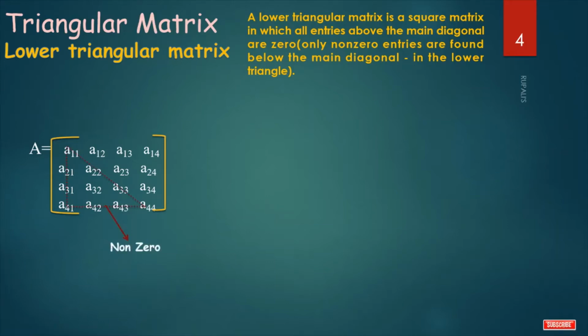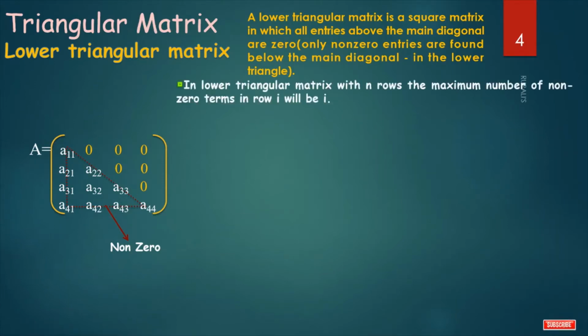So, this is an example of a lower triangular matrix. All entries above the main diagonal are 0 and lower triangle elements are non-zero. In a lower triangular matrix with n rows, the maximum number of non-zero elements in row i will be i. So, if the row number is 1, the total number of non-zero elements is 1. If the row number is 2, there are 2. If the row number is 3, there are 3.